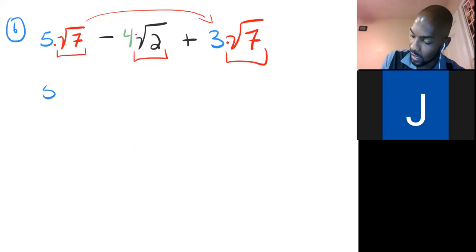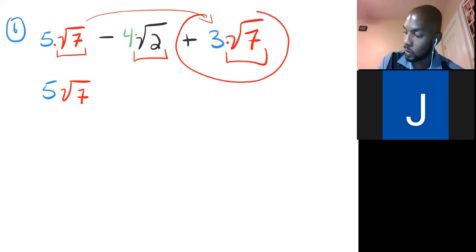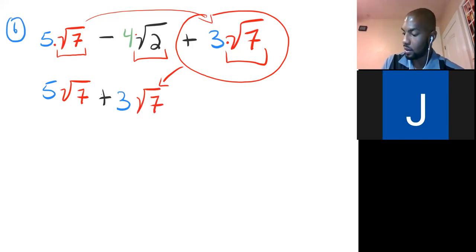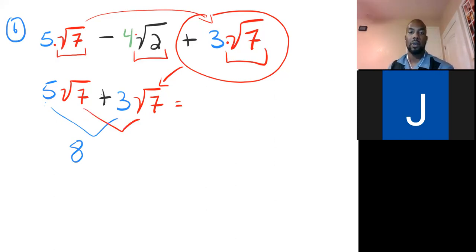So if I consolidate nicely, I would get 5 times rad 7, and I'm taking the positive with the rad 7. Because if it has a negative in front of it, it would become negative 3 rad 7. So I'm bringing that down. So I'm getting the plus 3 times rad 7. Now I'm going to do some simple math. Remember, I can only add the outsides together. That's why they're in the same color. 5 plus 3 is 8. And the 7s stay where they are, just as if they were variables.